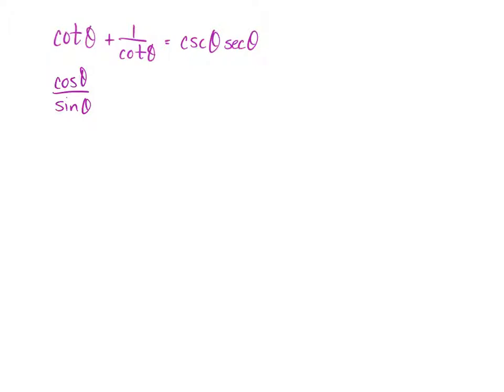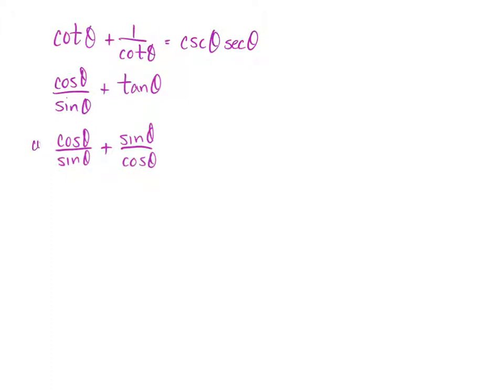And 1 over cotangent theta is the same as saying just tangent theta, which in turn is cosine theta over sine theta plus, and then we know tangent of theta is sine theta over cosine theta. From here, we need to make our denominators equivalent. So to make them equivalent, we're going to multiply this first fraction by cosine over cosine, which is really just multiplying it by 1.